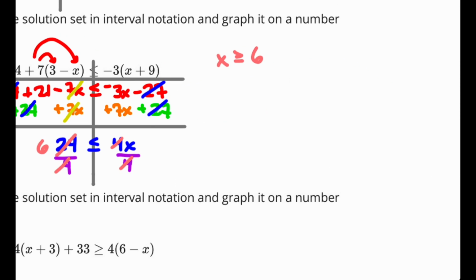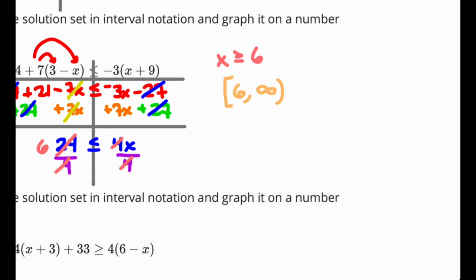So again, with interval notation, you always start with the smallest possible value. If x is greater than or equal to 6, the smallest you can get is 6. You're including it, so it's going to be a bracket. And then you can go greater than it, so we're going to infinity. So it's going to be bracket 6 comma infinity for the answer in interval notation.